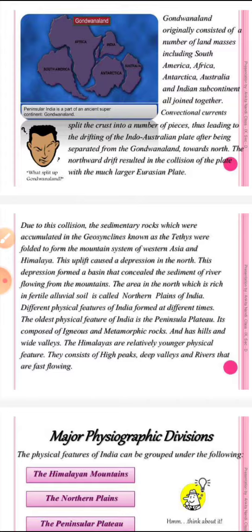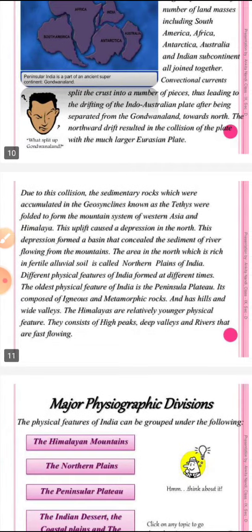And with regard to the southernmost part of our country, that is the peninsular plateau, this is the broken part of Gondwana land, and it is considered the most stable block or landmass of our country. So this question is very important. You may be asked to name the oldest landmass of our country, so you will write the peninsular plateau. And the Himalayas and the northern plain are the most recent landforms.